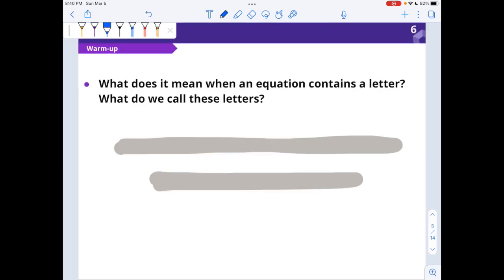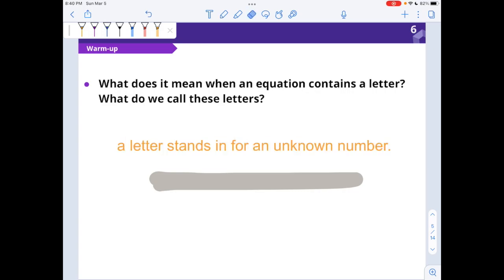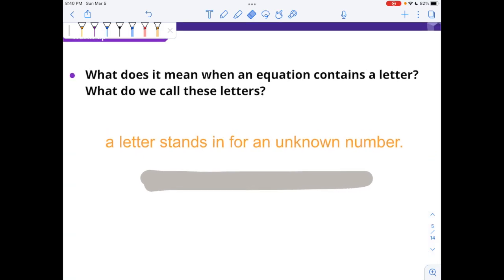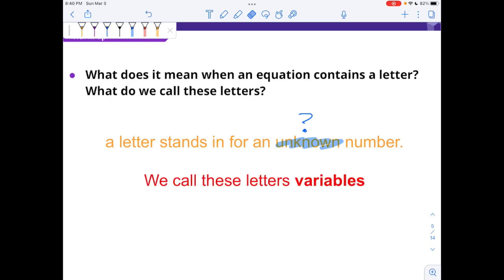So what does it mean when an equation contains a letter? And what do we call these letters? A letter stands in for an unknown number, something that we don't know right now, right? A question. We don't know it right now, and we might be asked to solve it, or they might tell us what that unknown number is. And we call these letters variables.